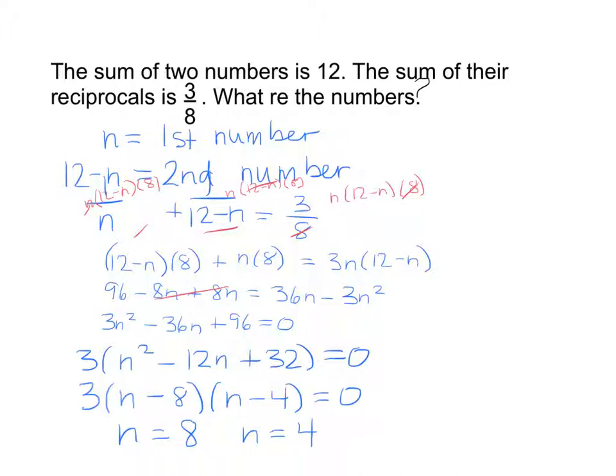So those are actually the two answers. It doesn't always work that way, but we can then say the numbers are 8 and 4. And we could check, is the sum of the reciprocals 3 over 8? 1 over 8... Yes.